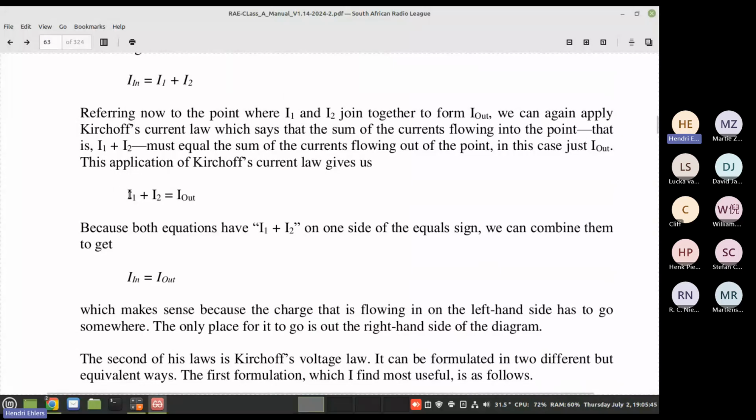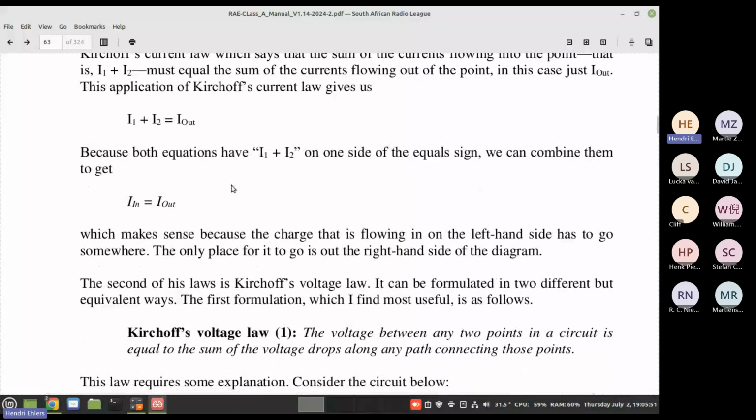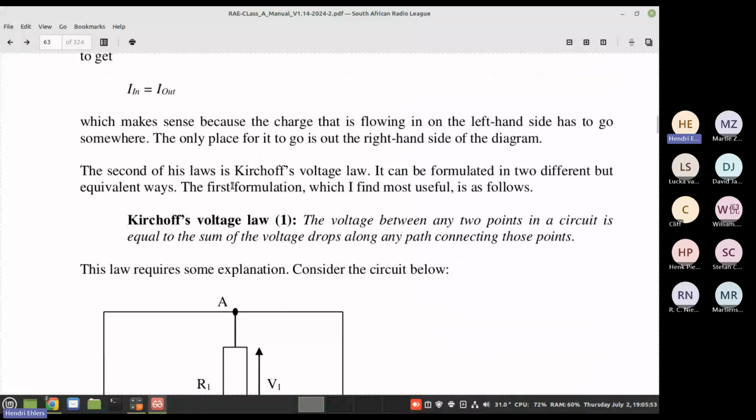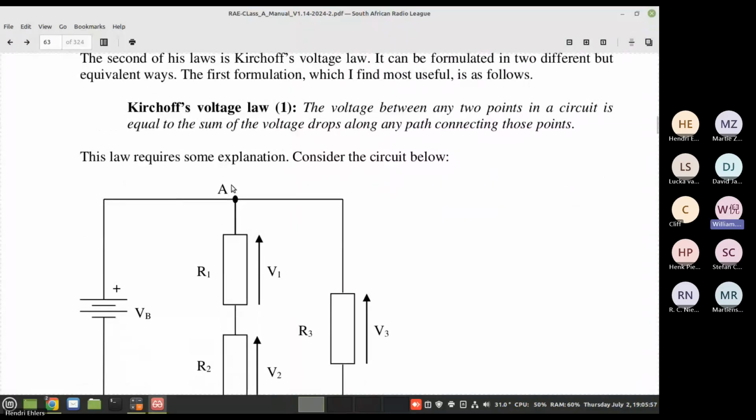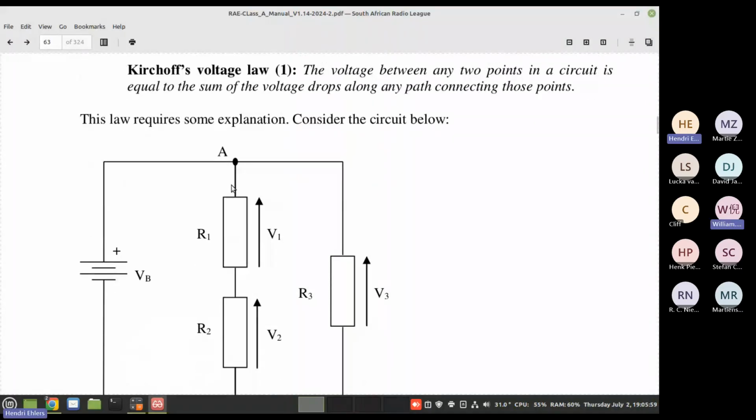Here they basically say I1 plus I2 equals I out. Is there anybody that does not understand that? Right. Then he made a second law. The voltage between any two points in the circuit is equal to the sum of the voltage drops along any path connecting those points.